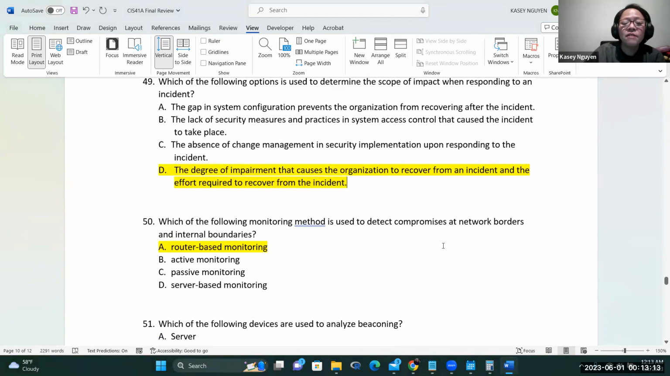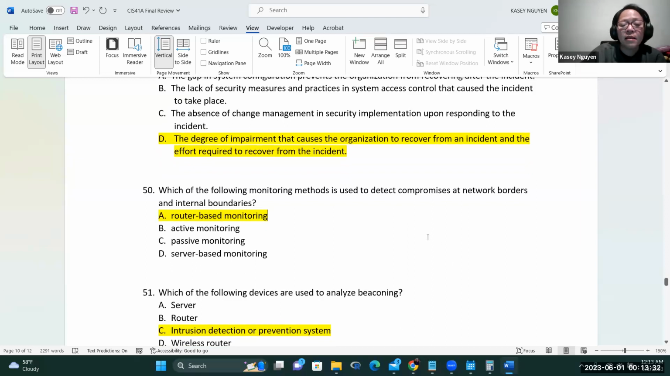50. Which of the following monitoring methods is used to detect compromises at network borders and internal boundaries? That's going to be your router-based monitoring, A. Because active monitoring, passive monitoring, and server-based monitoring do not look at network borders. Your router is the gateway, so it is at the network border, and we want to use that to monitor what's happening around and inside our network.